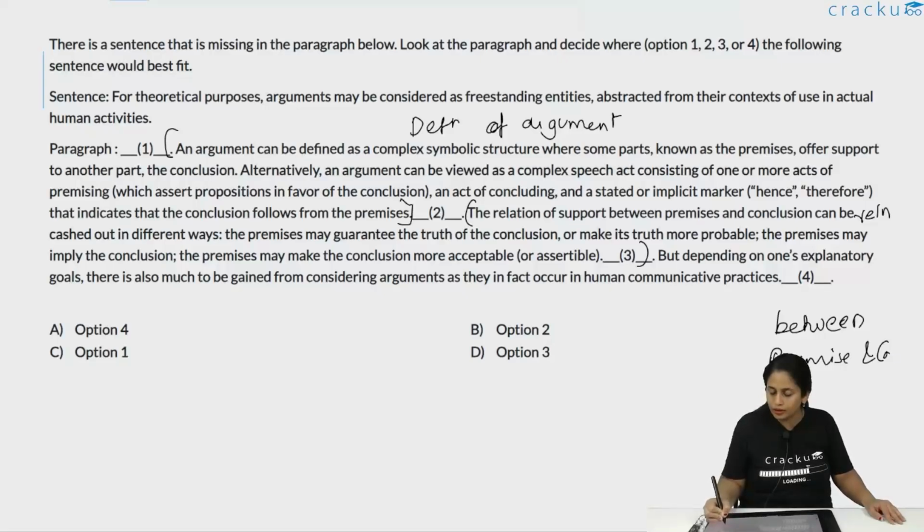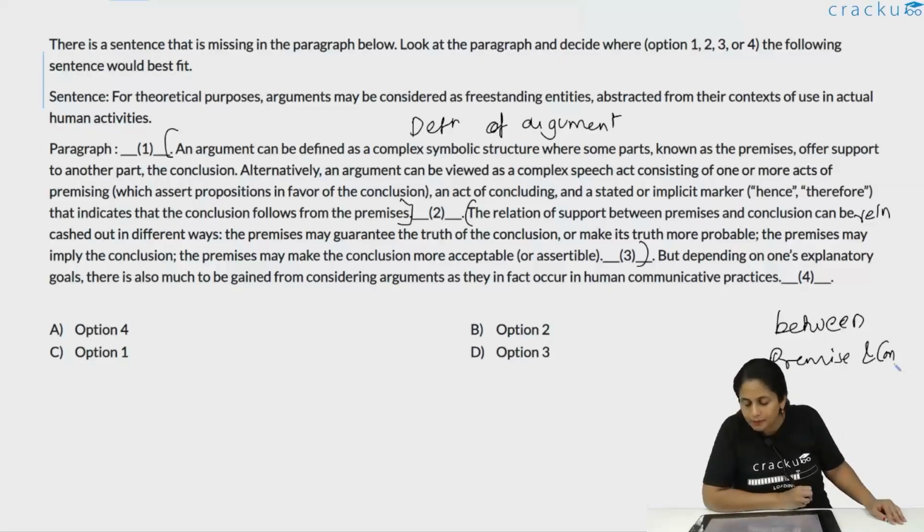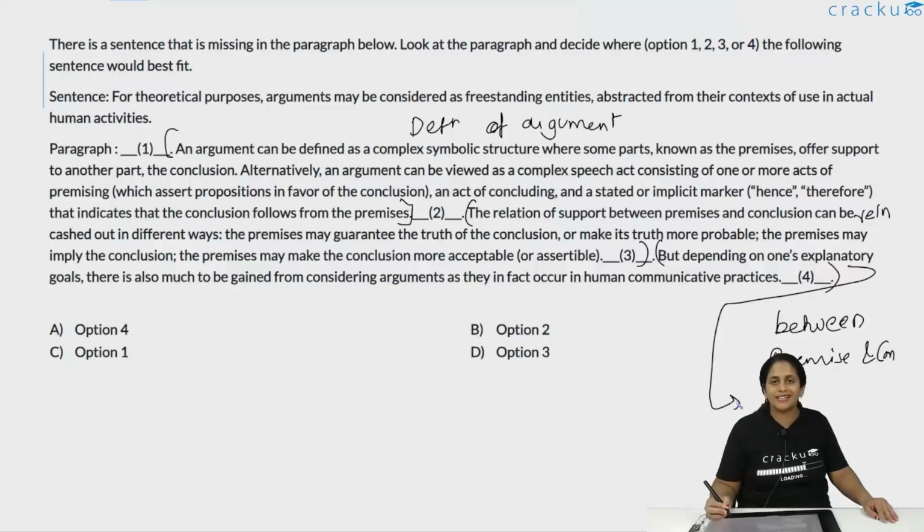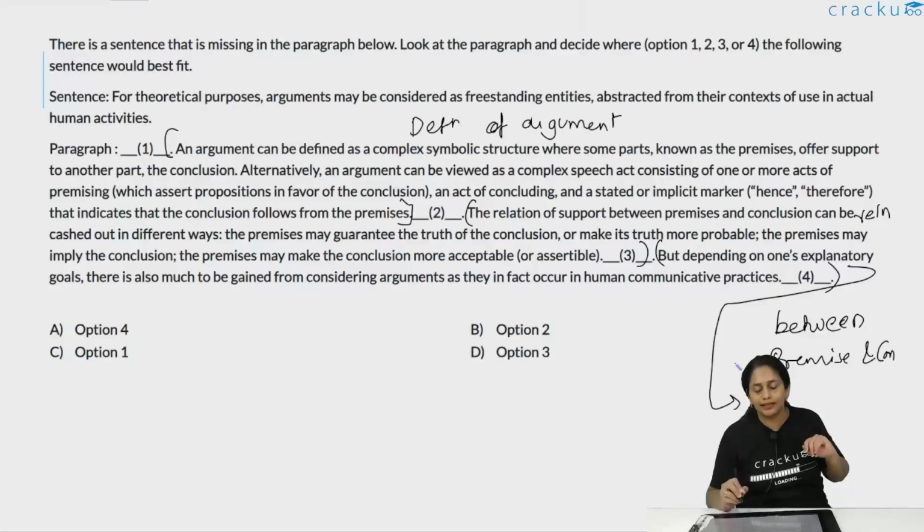The last part is, but depending on one's explanatory goals, there is also much to be gained from considering arguments as they in fact occur in human communicative practices. So here a contradictory point of view is given, that you should actually consider arguments as they occur in natural life or real life, in normal human communication. But what it is contradicting is not really clear as of now.